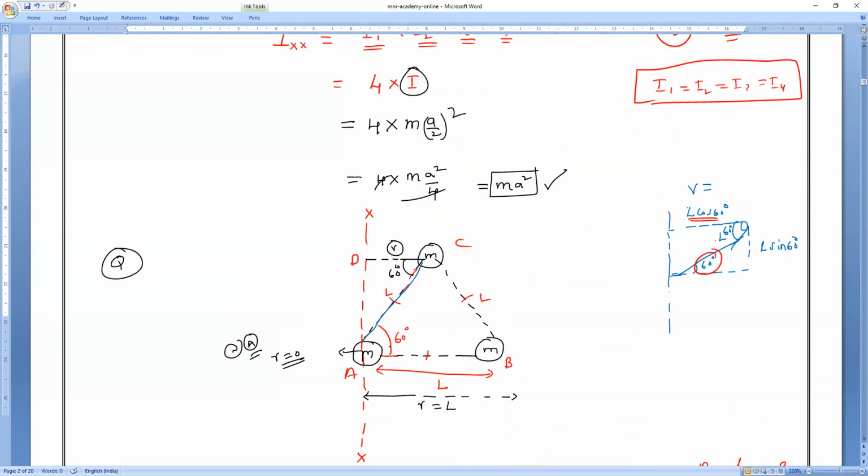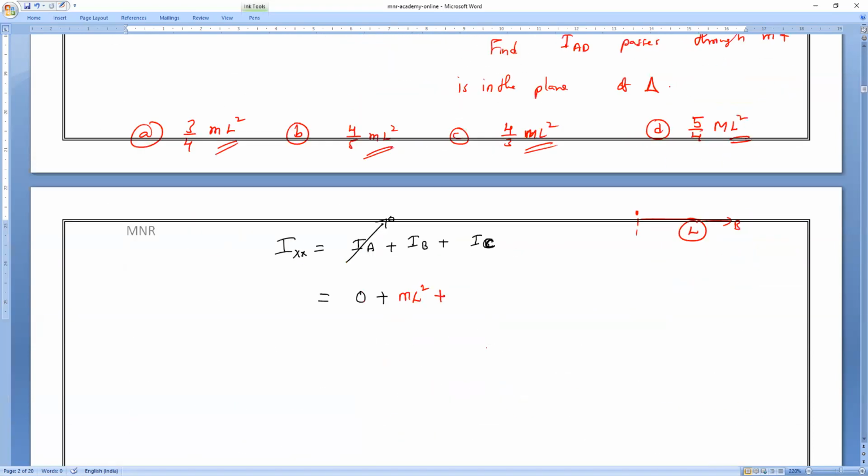Now, the cos 60 value we all know. So L into cos 60 value, how much? 1/2. Understand? So mass remains the same. Then what about the R? For C point, it is present at L cos 60. So L cos 60 means L into 1/2, which is equal to L/2, which is equal to R.